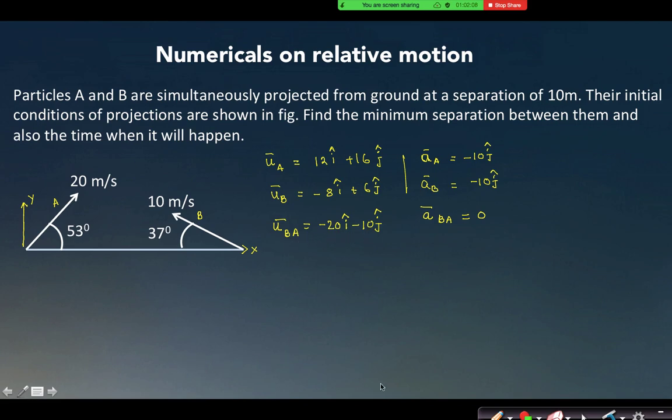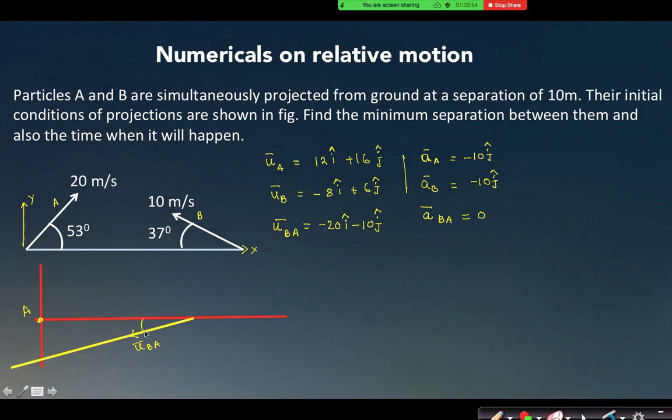Now if you try to just imagine how the motion of the particle B will look, A is here, then with respect to A, B is actually moving in this direction. Minus 20, minus 10, that is UBA, and that is a constant. You can see there is no acceleration. So B with respect to A, now A is the observer and B is moving along this straight line, right?